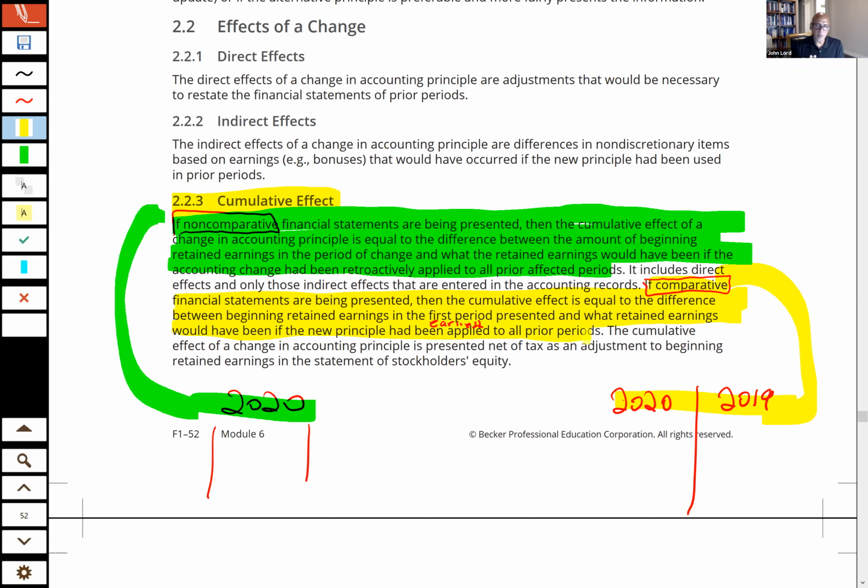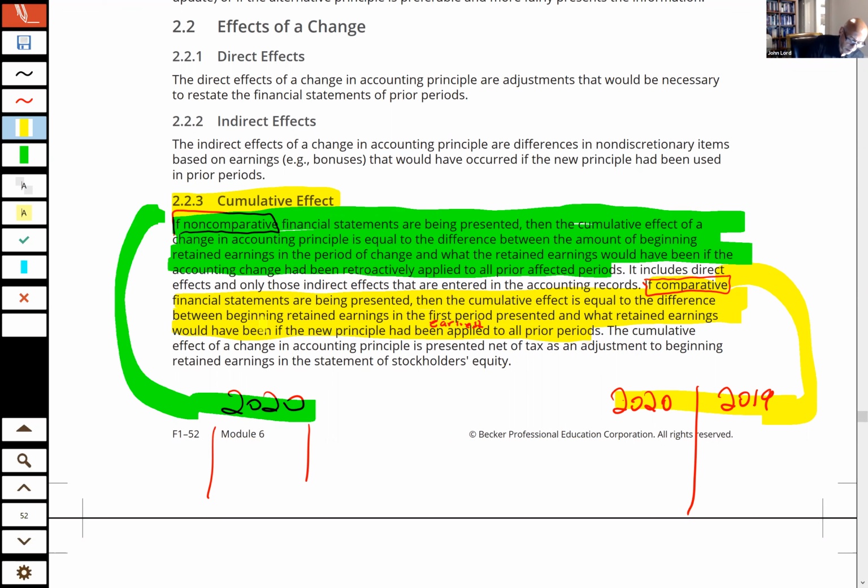prior periods. So now the cumulative effect, if I change in 2020, and I have comparative statements comparing 2020 to 2019, I'll use the new standard to prepare my 2020 statements, and the cumulative effect adjustment will show the difference in what the retained earnings would have been if I had retroactively applied the change. And I'll use the new standard to prepare the 2019 statements, by the way. And then the cumulative effect adjustment will be what? If I had used the new standard in 2018, 2017, 16, 15, all the way back to 2000.